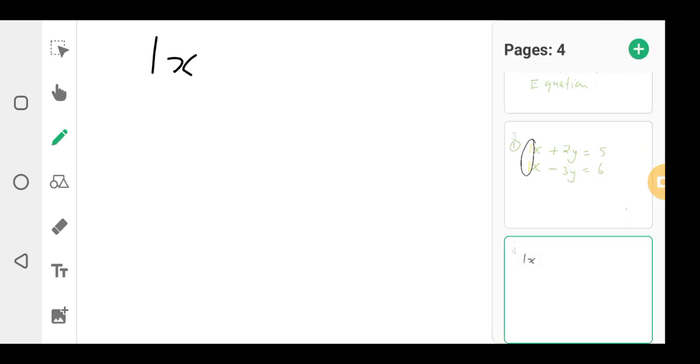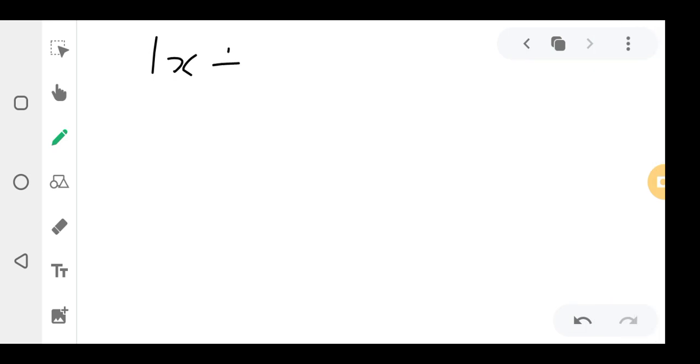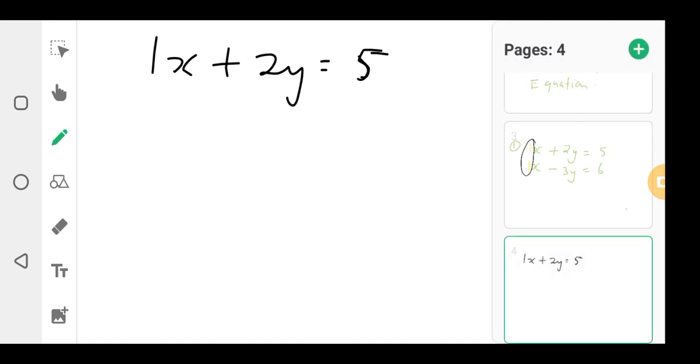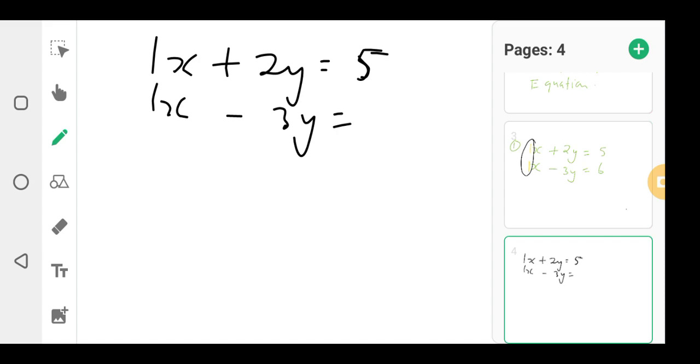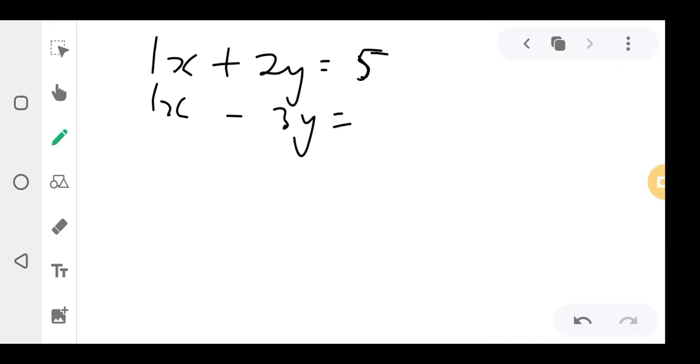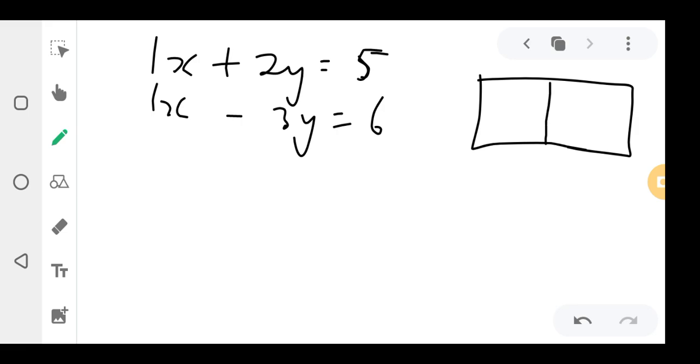I write the equation: 1x plus 2y is equal to 5, 1x minus 3y is equal to 6. And then there's this box that you will also be using when I start teaching you Earth geometry. But that box, you need to know it by heart.